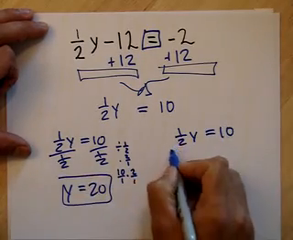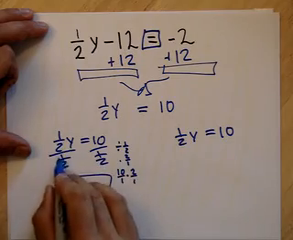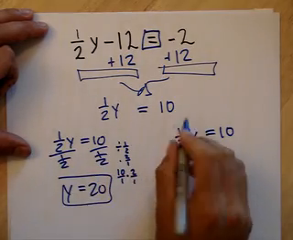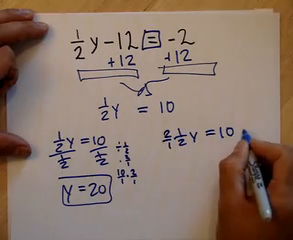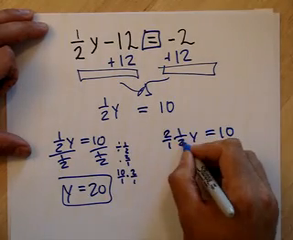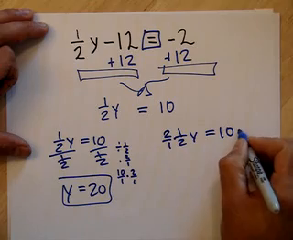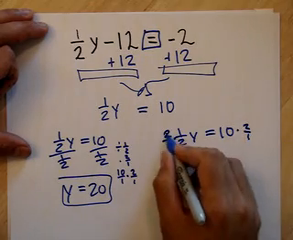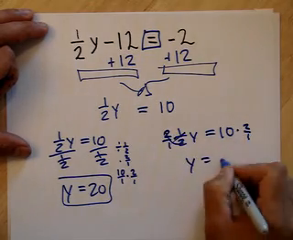Another way you can do this, instead of writing that dividing by 1/2, you know dividing by 1/2 is the same thing as multiplying by the reciprocal. So you can just multiply both sides by its reciprocal. The reciprocal of 1 over 2 is 2 over 1, right? And you know these guys are going to end up being 1. 10 times 2 is 20.